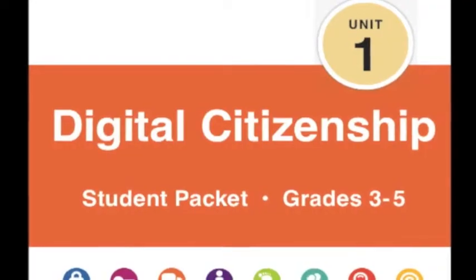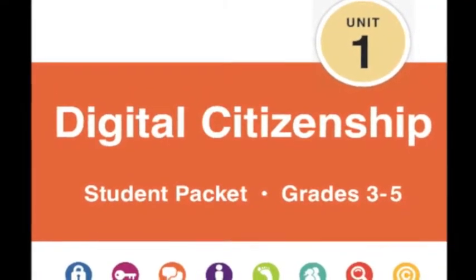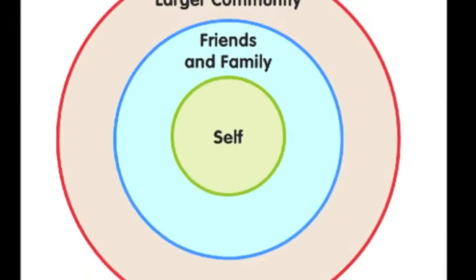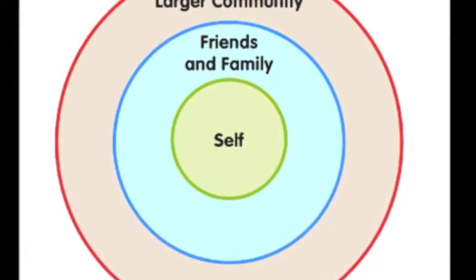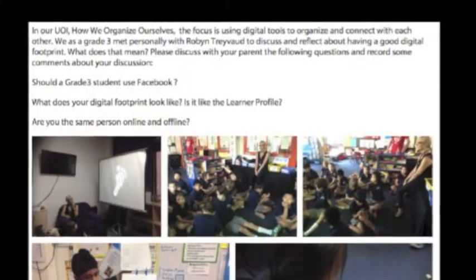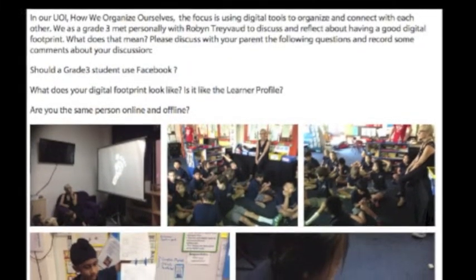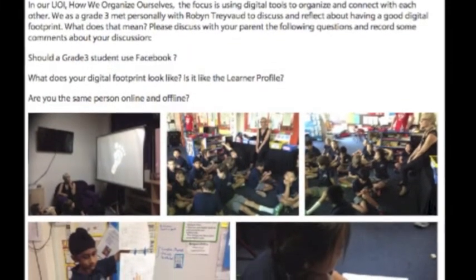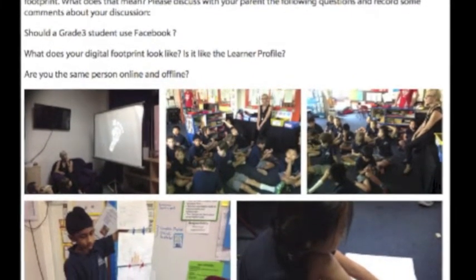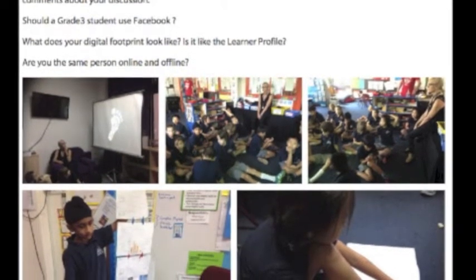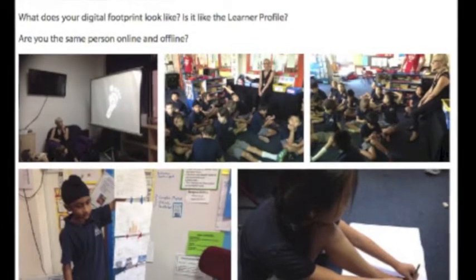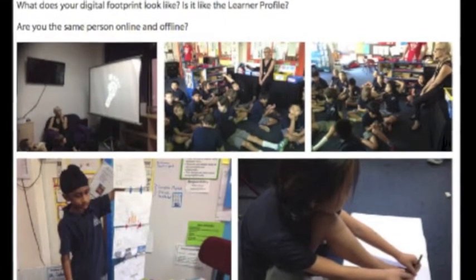What fun! In grades 3 to 5, students start to learn about how they interact with others online. Using the concentric circle model, students learn how to stay safe online and show respect to other users of the internet. Grade 3 are the only grade that inquire into digital tools that can be useful for organization and connecting to others. Here, students are learning about what it means to have a good digital footprint and what social media they should be using. Should a grade 3 student use Facebook? What is your opinion?